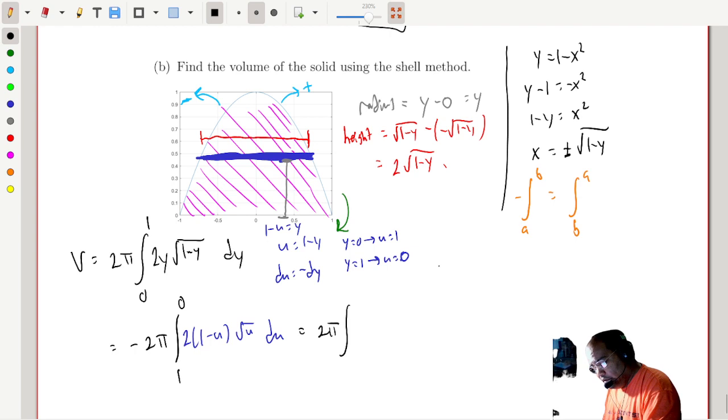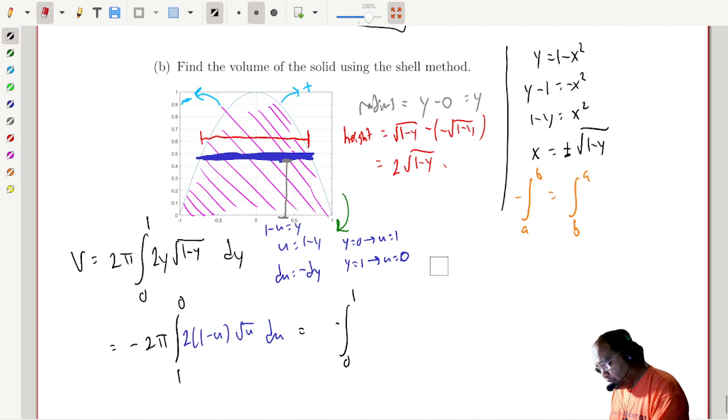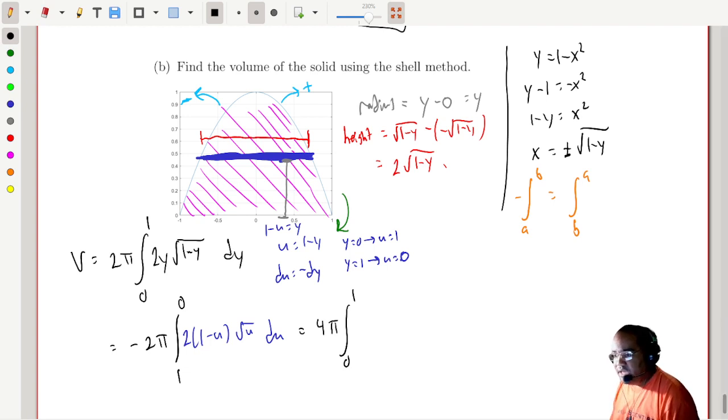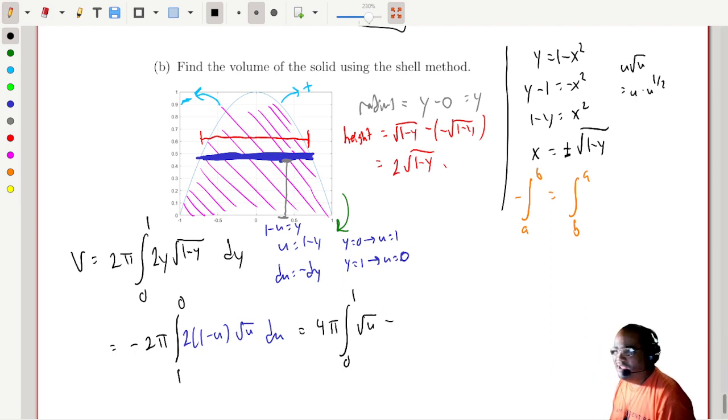So we'll have 2 pi times the integral from 0 to 1. And actually, let's go ahead and combine a couple of things here. So the 2, well, that's a constant. That's a scalar. I can pull it out. 2 times 2 is 4. And now check this out, okay? I'm going to distribute. 1 times square root u is square root u, minus u times square root u, okay? U times u to the 1/2. We did something like this before. That's u to the 3/2. And you didn't need that pesky integration by parts yet.